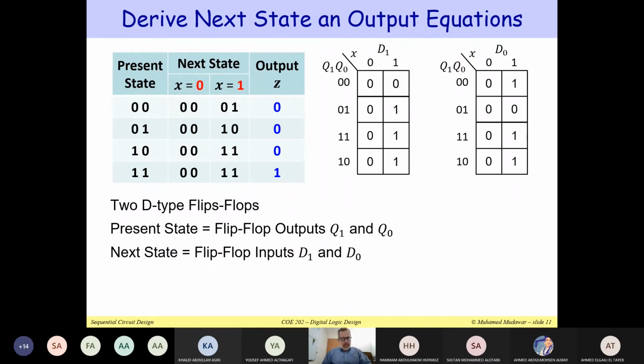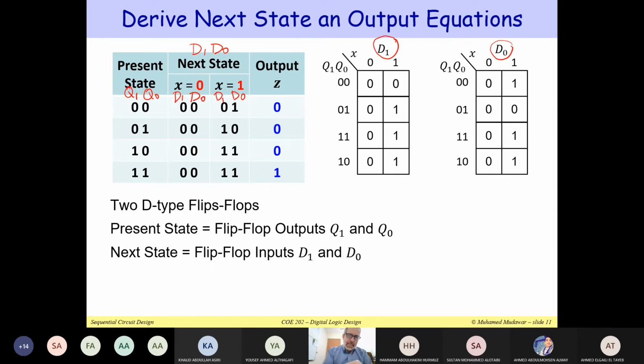So here we have the state table, which is a copy of what we have seen from the previous slide. Remember that the present state, these are the outputs. The outputs, we call them Q. So we have two outputs, Q1 and Q0. The next state here, I mean the D inputs, D1 and D0. So we have here two flip-flops. Let me write here D1 and D0 when X equals 0, and this is D1 and D0 when X is equal to 1. What I need is an equation for D1 and an equation for D0. So I need two Karnaugh maps, one for D1 and one for D0.